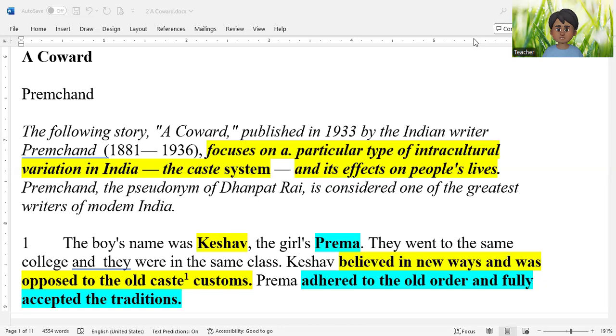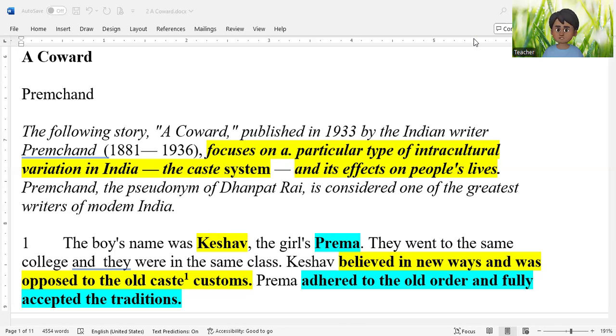So let's read this story, a story written by the famous Indian story writer Premchand, and analyze its parts and understand. So you have an introductory note there. Let's read it. As you can see, the story was published in 1933 and it was written by Indian writer Premchand.